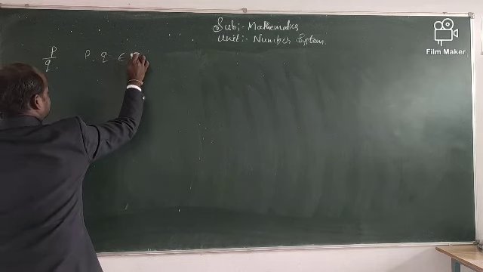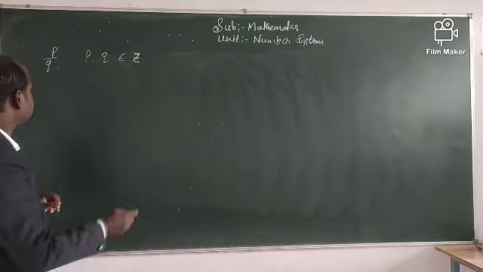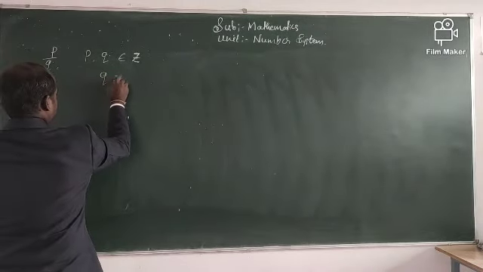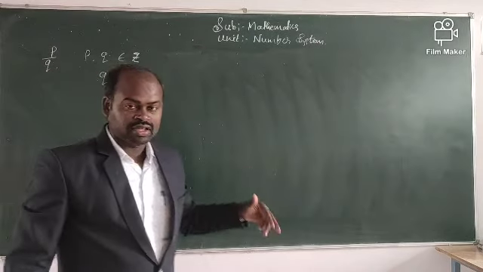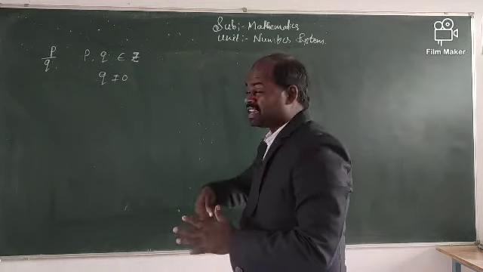Integers are represented by Z, and q is not equal to 0. This is what rational numbers are. And also irrational numbers.